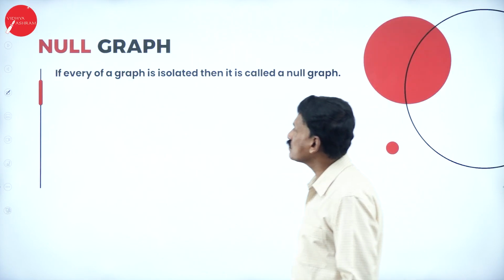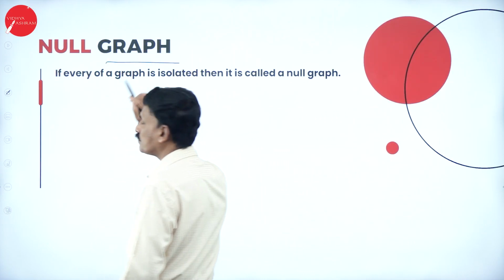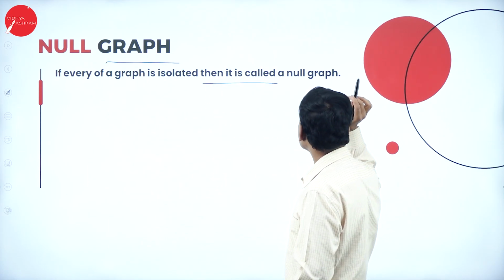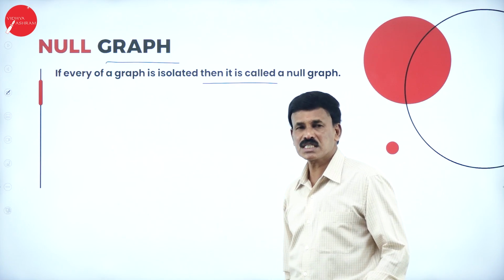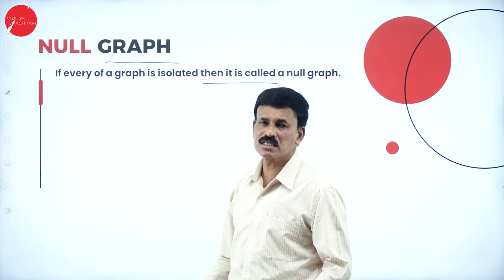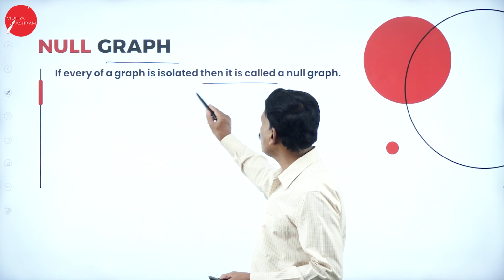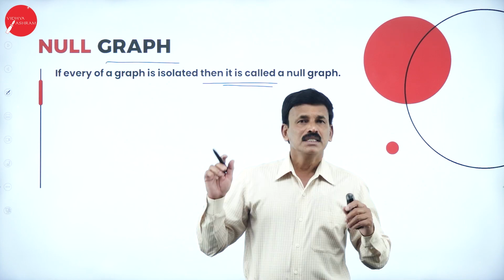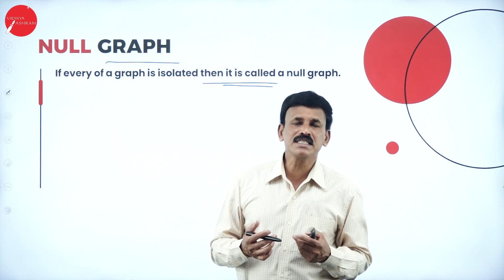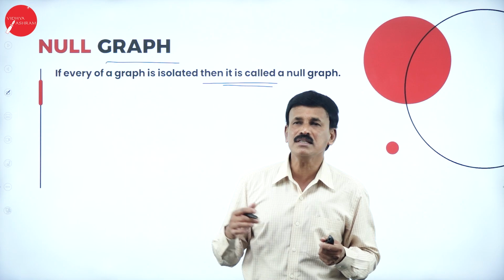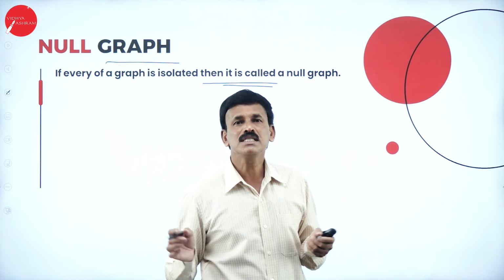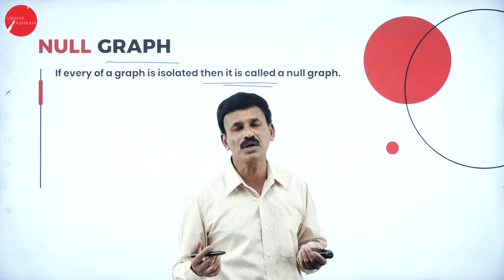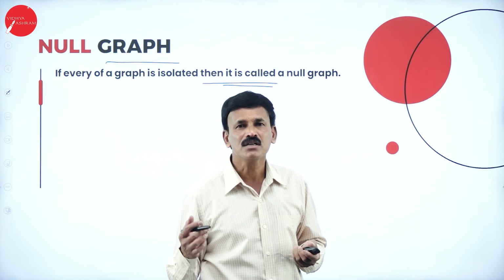Now let us come to the next one, null graph. Null graph means if every vertex of a graph is isolated, then it is called a null graph. Or it can also be defined as a graph containing n vertices and no edges is called a null graph. If the vertices are there but no edges, then it is called a null graph.